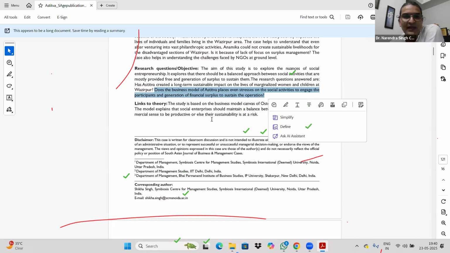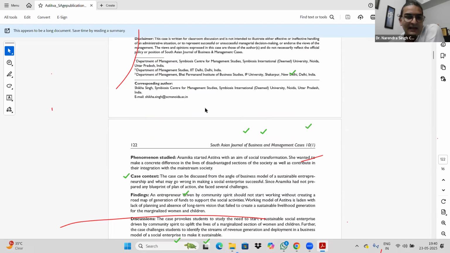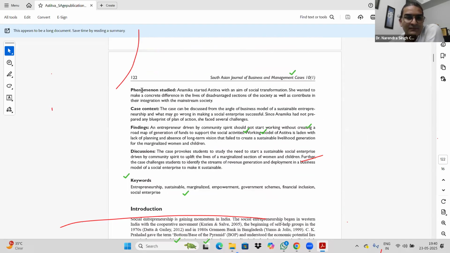Now they have used one theory also. The study is based on the business model canvas of Osterwalder and Pigneur. That is a theory which was given in 2010. And the model explains that social enterprises should maintain a balance between philanthropy and commercial sense. So now you can see the phenomena studied. She wanted to make a contribution.